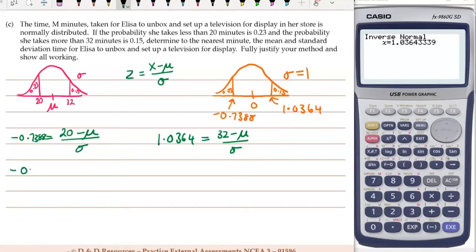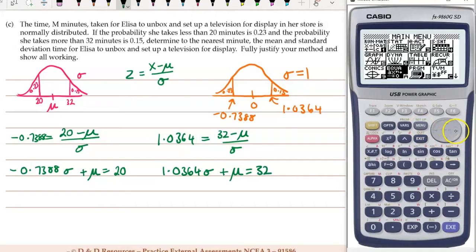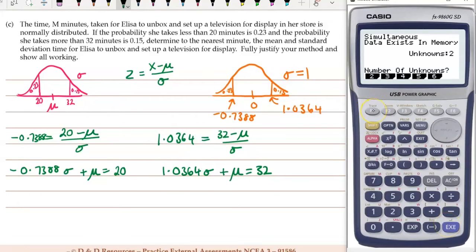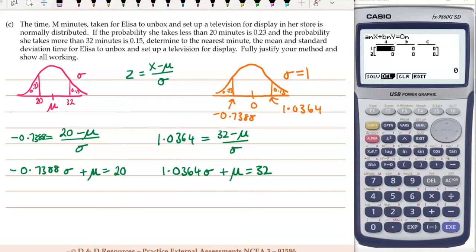Now we rearrange each of these into formats that we can put into the graphics calculator for simultaneous equations. So I've brought the sigma up and multiplied it and then added mu over to the other side. Then on this one, 1.0364 sigma plus the mu will be equal to 32. Now we can go to equation solver. We're doing simultaneous equations with two unknowns. The format we're looking for is just here: the two variables are equal to a constant, so that's why I wrote that down like that here, with two variables and then equal to a constant.